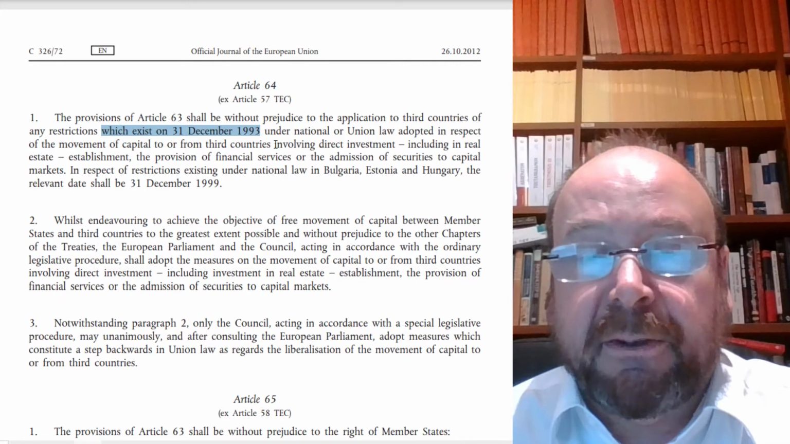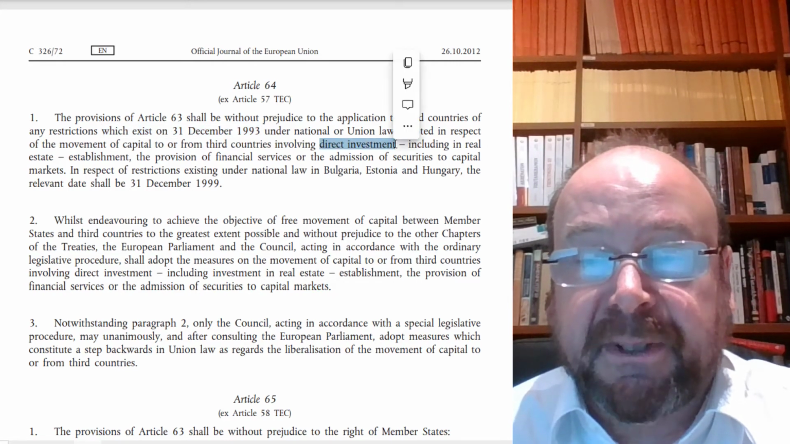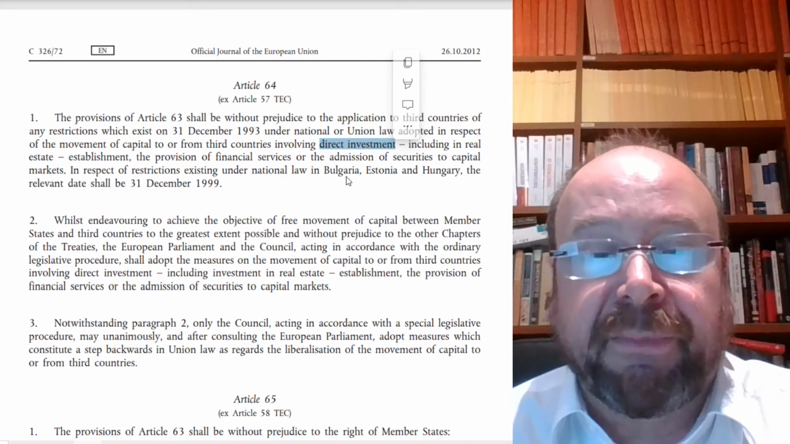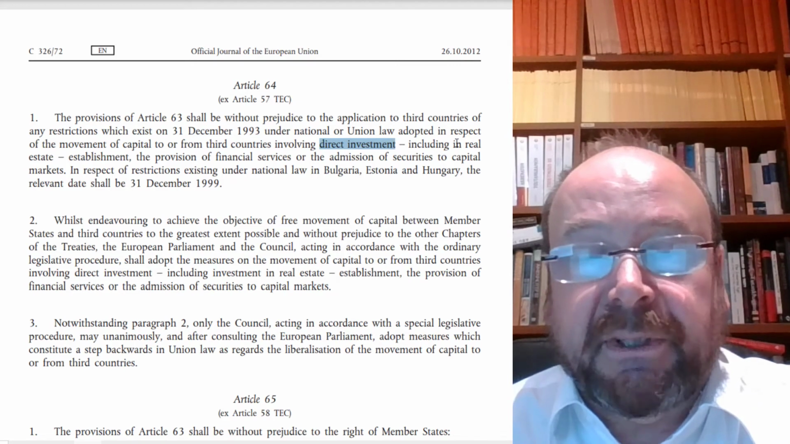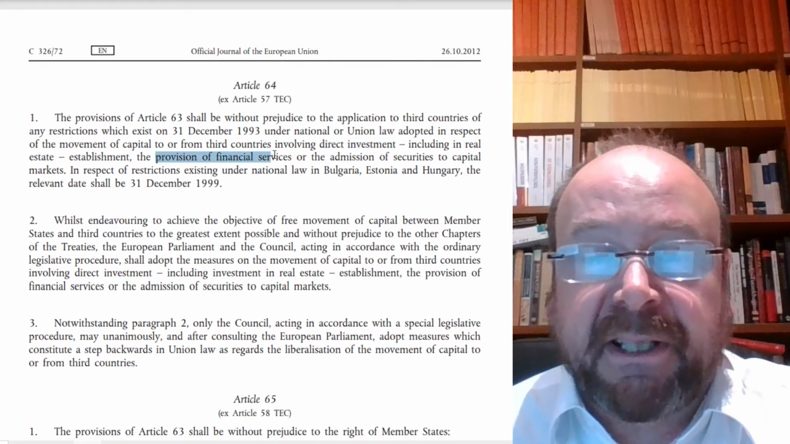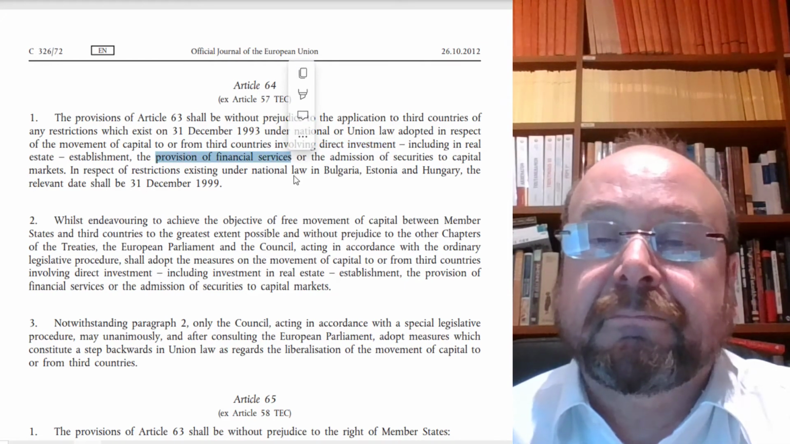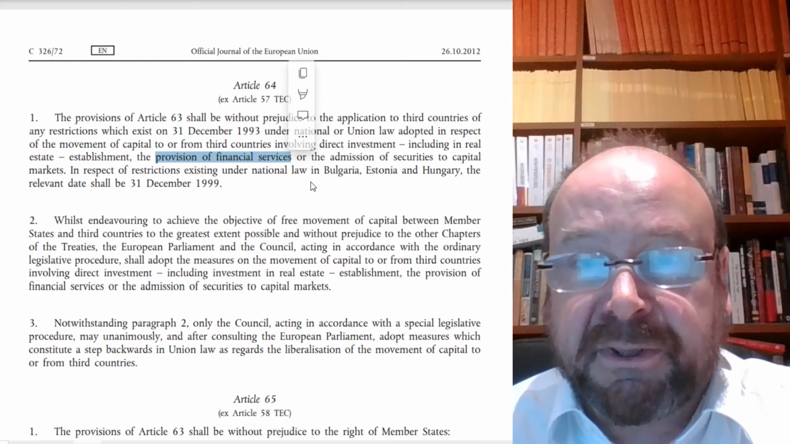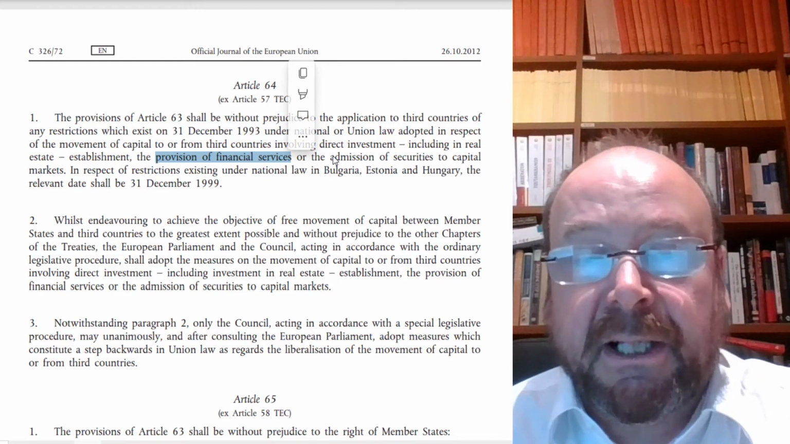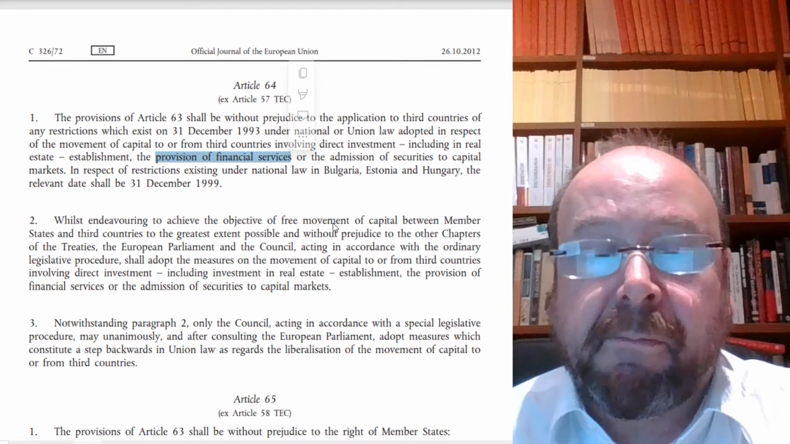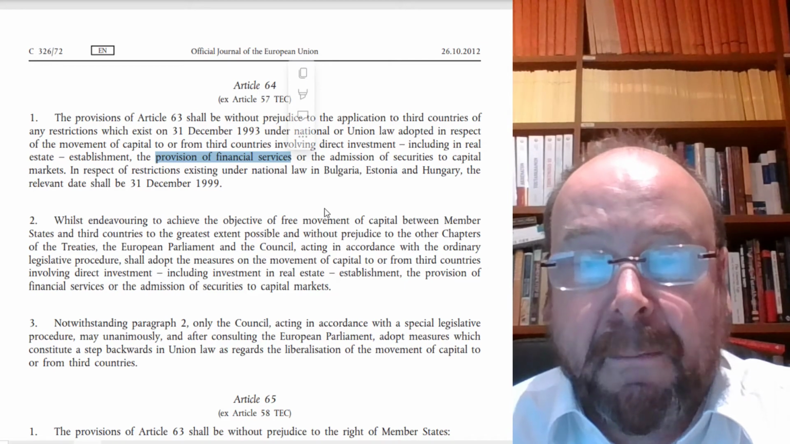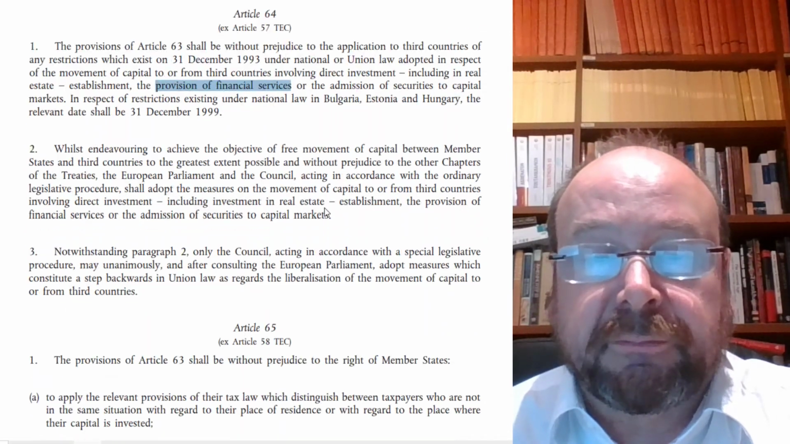With regard to direct investment, so freedom of establishment, yes, because that is not granted to third countries, including real estate establishment, the provision of financial services is protected by the standstill clause, or the admission of securities to capital markets. So, not everything is protected by the standstill clause. You can see that.